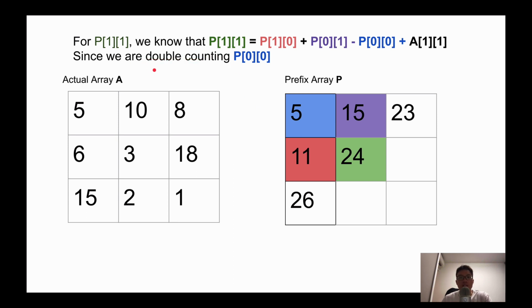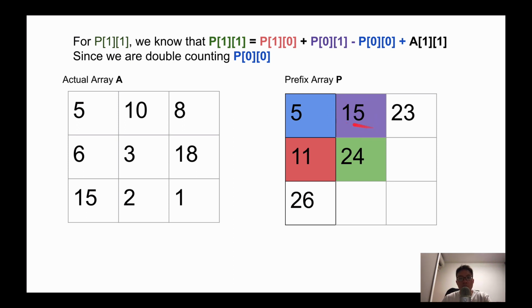Now, the tricky part comes here. Let's say we want to calculate this element highlighted in green. How are we going to do that? First, we are going to include 11, in red. We include the element just to the left of the green element, because this red element will give us the sum of the elements in this column, 5, 6. Next, we also want to include the purple element. The purple element, which is the element above, 24, will give us the sum of the elements in the top row.